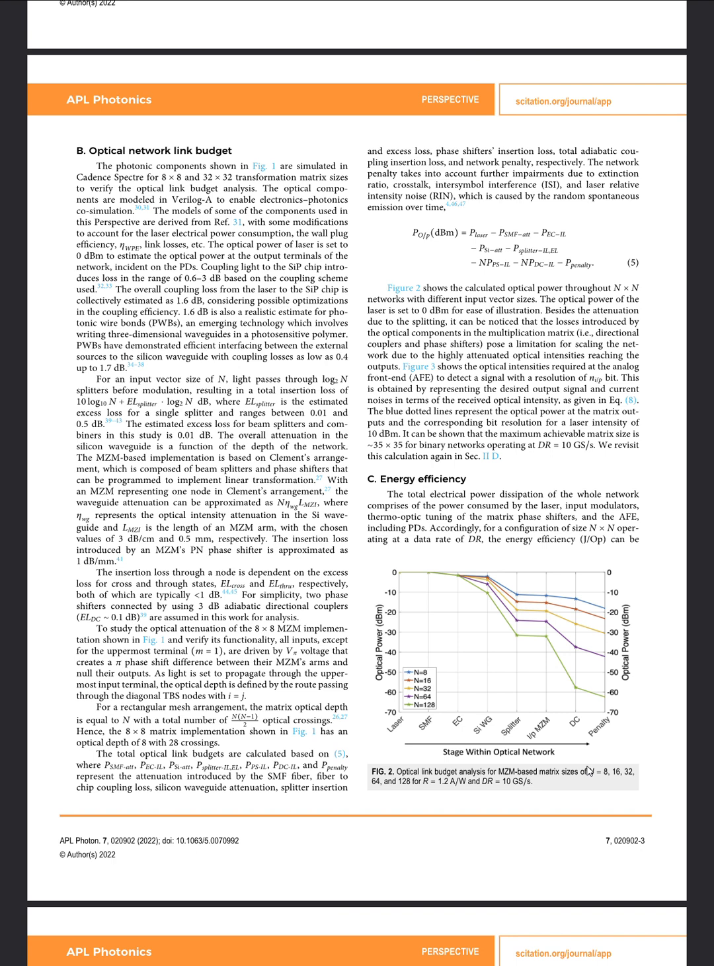Next is section C, energy efficiency. The total electrical power dissipation of the network consists of the power consumed by the laser, the input modulators, and the thermal optic tuning of the matrix phase shifters, and the analog front end, which includes the photodetectors. As you can see, this is the optical link budget analysis for the Mach-Zehnder modulator-based matrices for each of their respective sizes. This is the stage within the optical network, and this is the optical power that was lost.